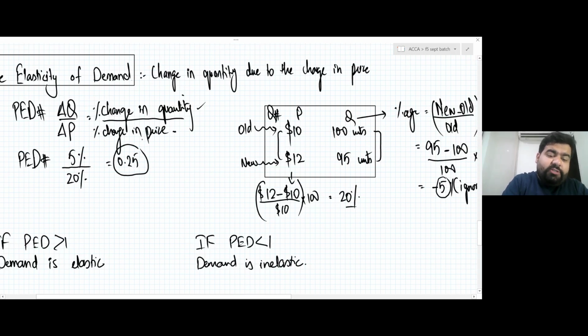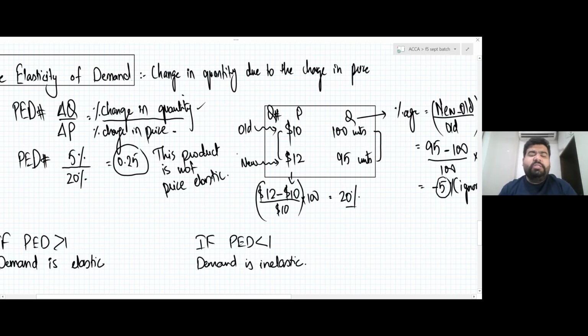If the price elasticity of demand is 0.25, meaning it's less than 1, it means that this product is not price elastic. It means if you change the price by 20% or 30%, your demand will not fall that much. Maybe it is a necessity product. People are still purchasing it even though the price is increased by 20%; demand decreased only a little as compared to the price. So we'll say this product is not that price elastic.